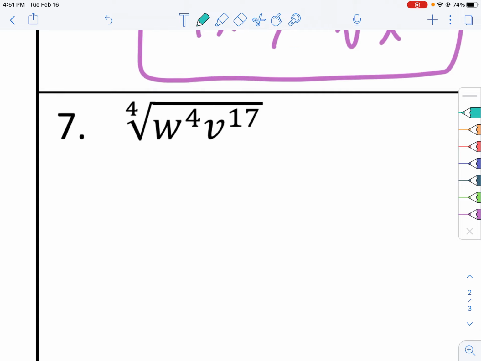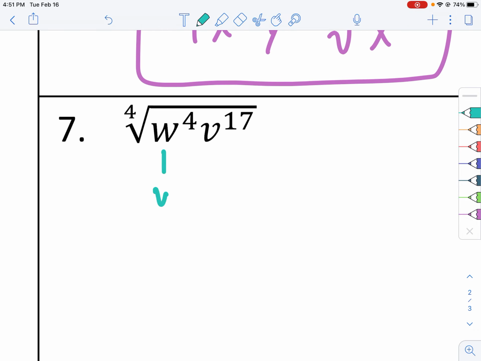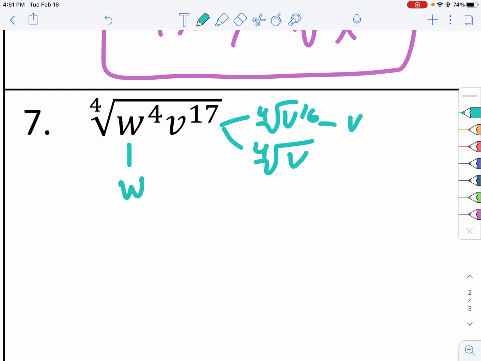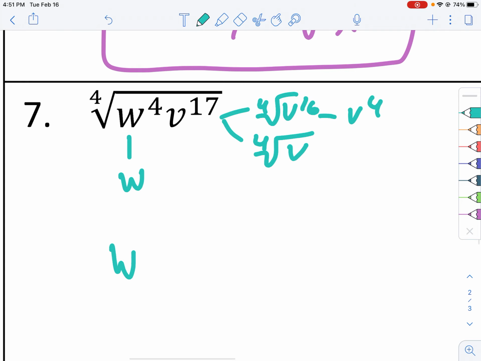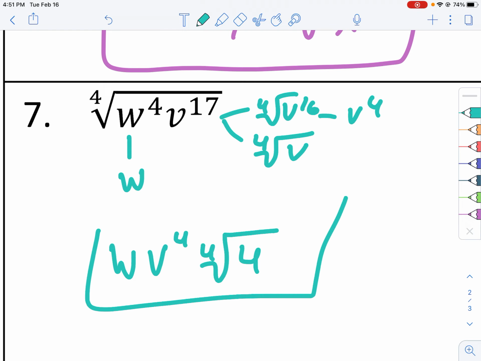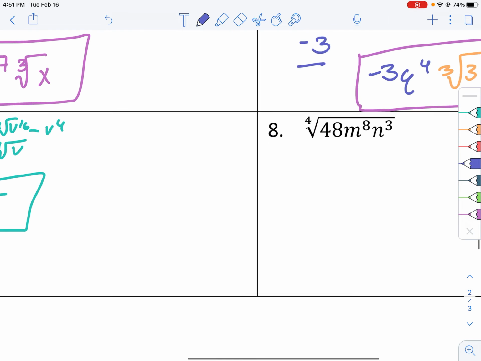All right, number 7, we have a 4th root. W to the 4th is just going to become w. This is 4th root of v to the 16, 4th root of v. V to the 16 becomes v to the 4th. So w v to the 4th, 4th root of v, and we're good.